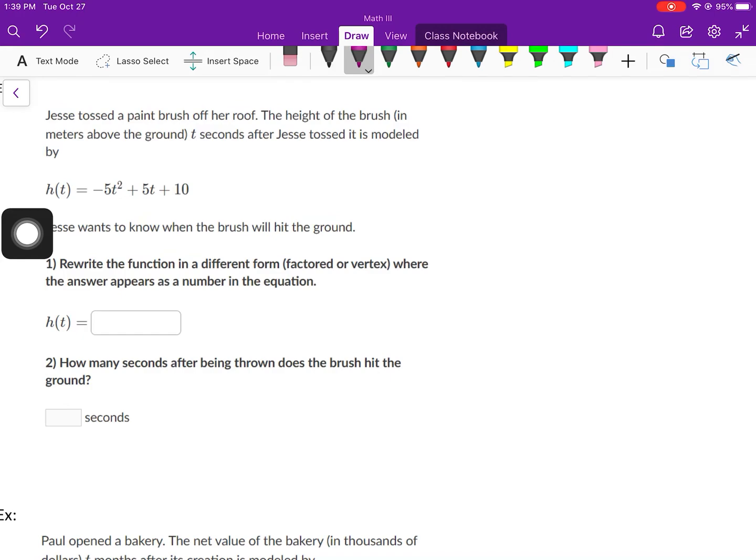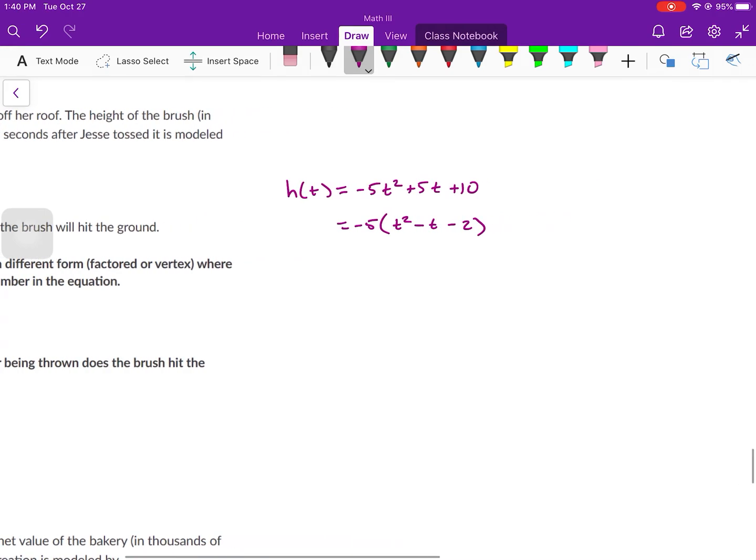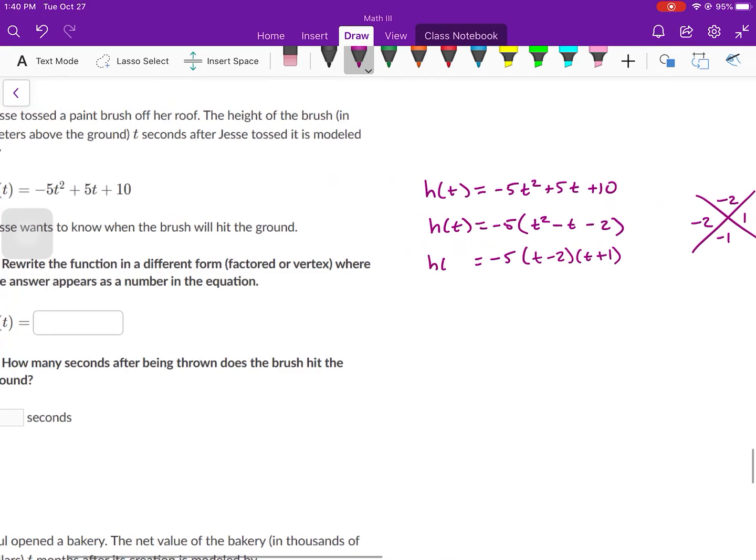So let's go ahead and factor it. And that's actually one of the easier methods. That's one of our preferred methods, right? Just factor. So we're going to start by factoring out that -5 in the front. So it's going to be -5 and then t squared minus t minus 2. And then let's go ahead and use that diamond method. What multiplies to -2 and adds to -1 would be -2 and +1. So we'll have t minus 2, t plus 1. And that's what h of t is.